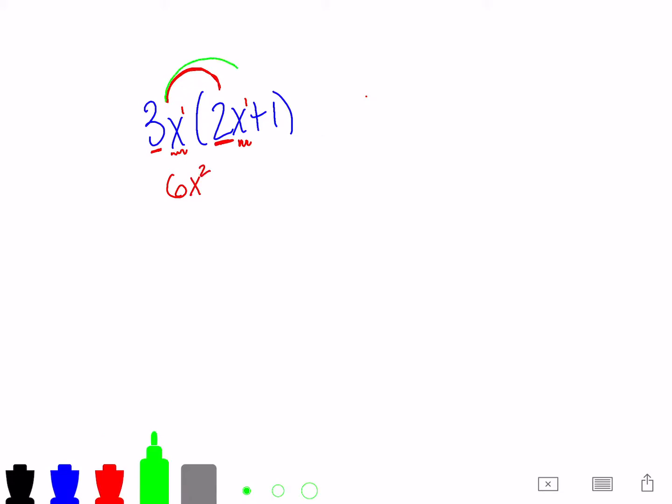So then I'm going to distribute the 3x to the 1 as well. So we do 3 times 1 is 3. And then x times no other x is just the x. So then that gives us our answer.